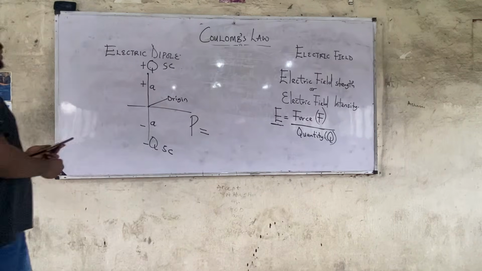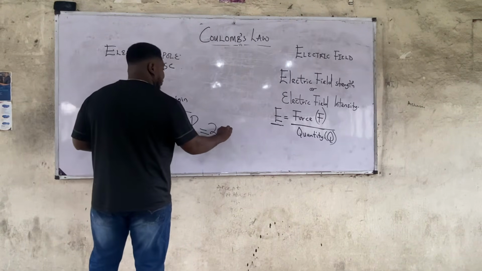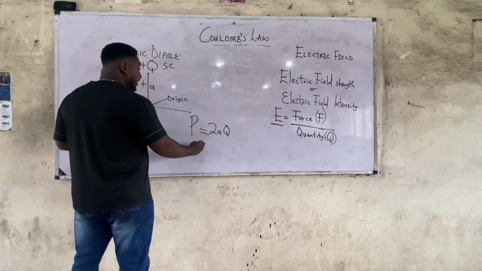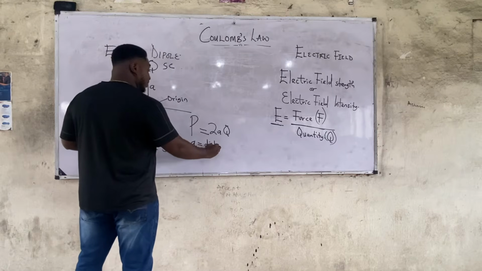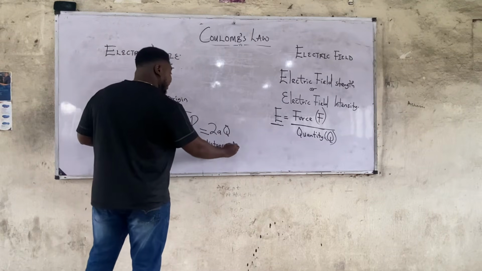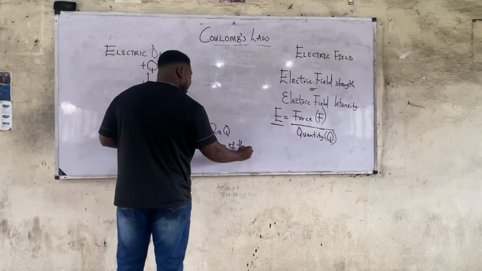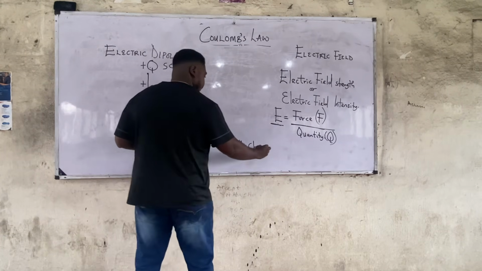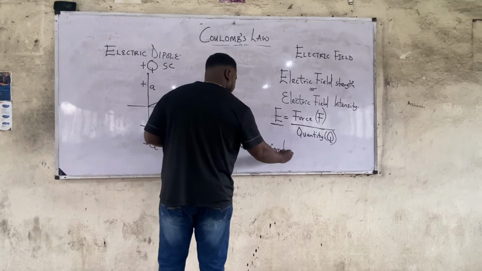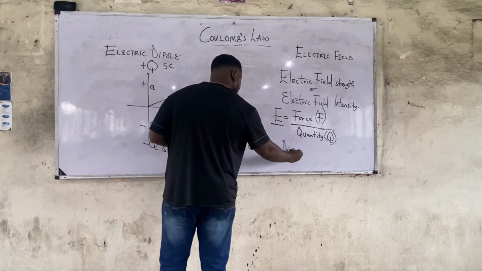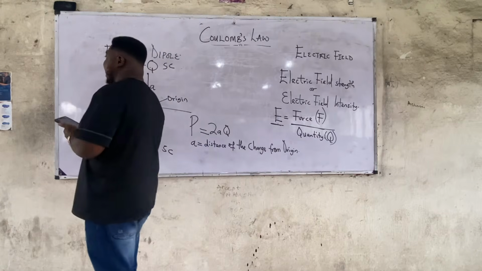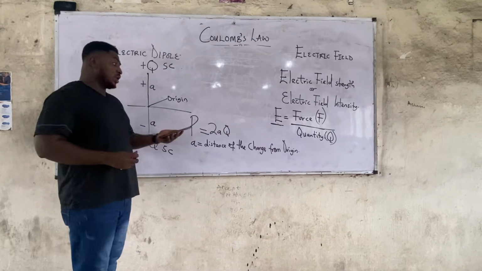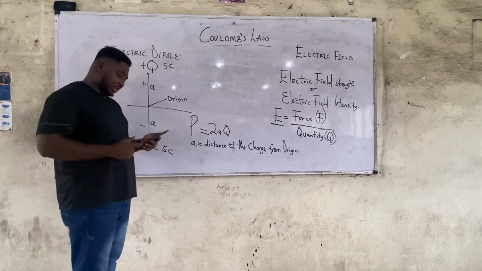The formula for electric dipole moment is 2A times Q. Now what does A represent? The distance of the charge from the origin. The distance of the charge from the origin is A. What does Q represent? The quantity of charge.